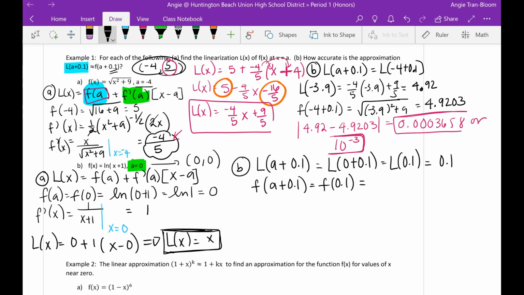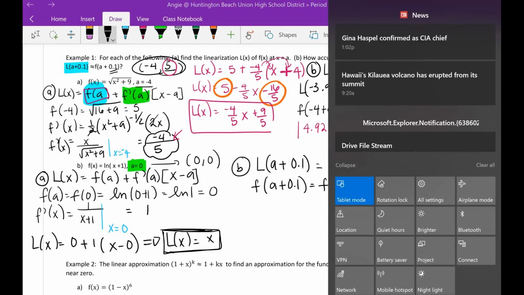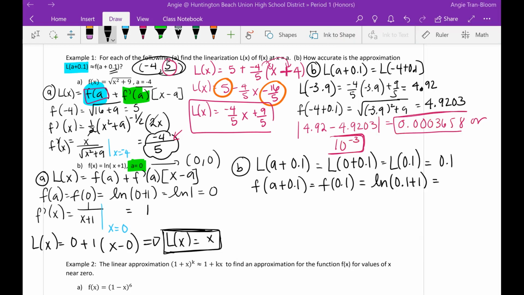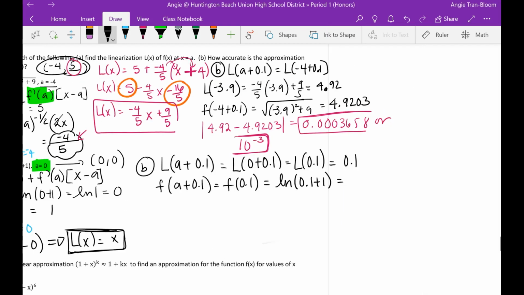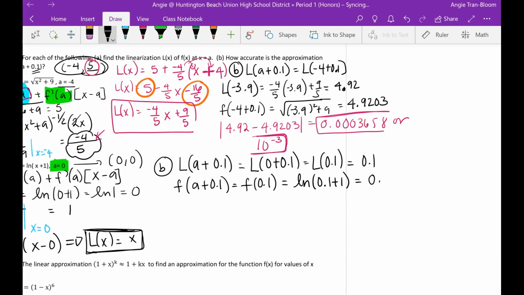Your f function is natural log of x plus 1, which I would definitely, that's my alarm. Okay. Now I'm just going to plug in natural log of 0 plus 0.1 plus 1, which now I would need to use my awesome trustworthy calculator. It spits out a number, 0.09531, and so on and so on.